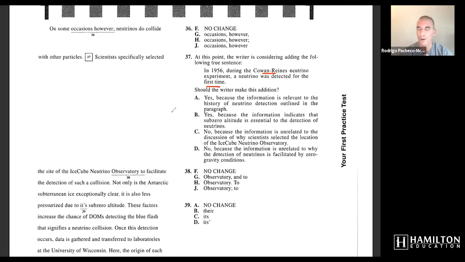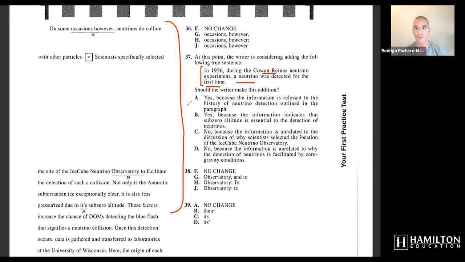But we know, again, that this paragraph is about this particular observatory. So this just seems unrelated. I mean, topically, there's a way of making a connection here. We're still talking about neutrinos, but this paragraph is very specific. It's about this one observatory. So adding this does not really fit the function of this paragraph.